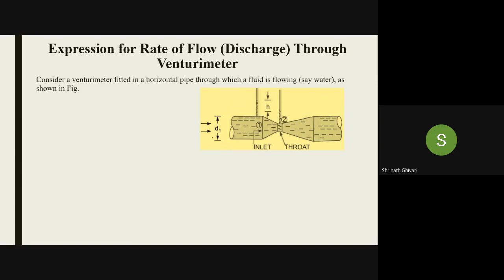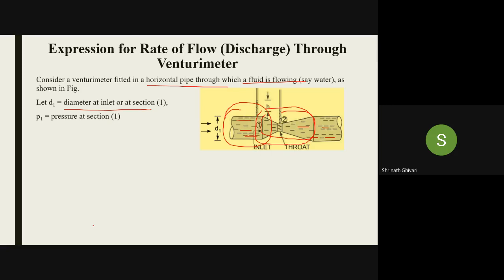So consider a venturimeter fitted to a horizontal pipe through which a fluid is flowing. That is, water is flowing through the pipe, and we are connecting a venturimeter to it. Let D1 be the diameter at the inlet, or at section 1. So here D1 is the diameter at the inlet, and P1 is the pressure at inlet. V1 is the velocity of fluid at section 1. This is section 1, this is section 2. Section 1 is the inlet, section 2 is the throat.